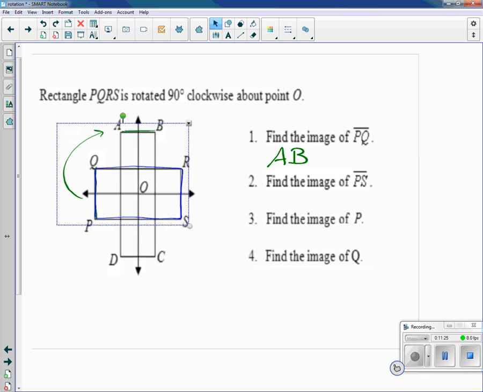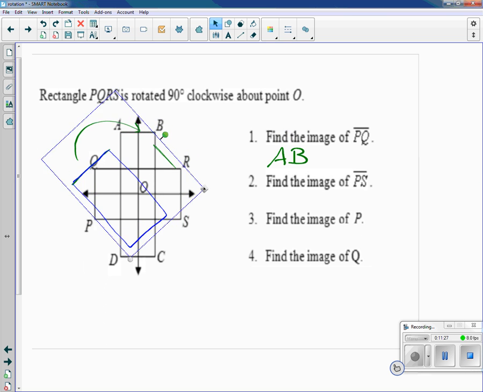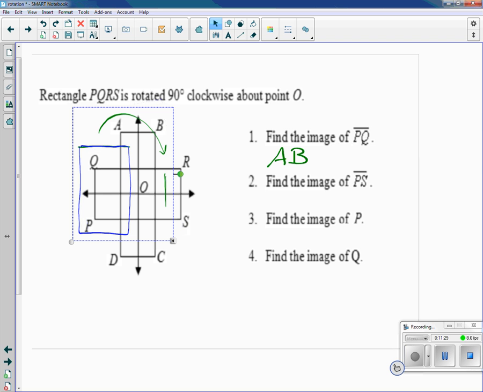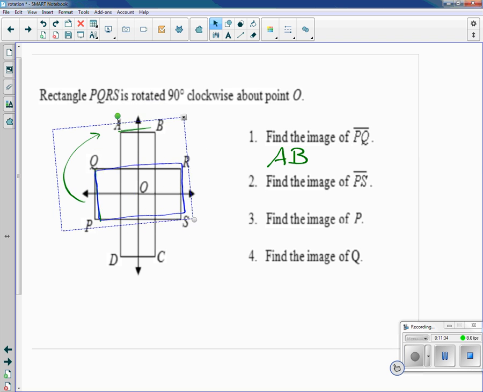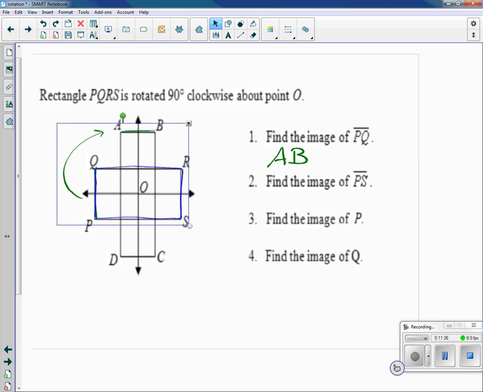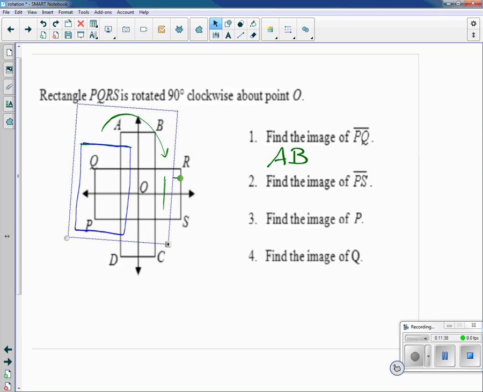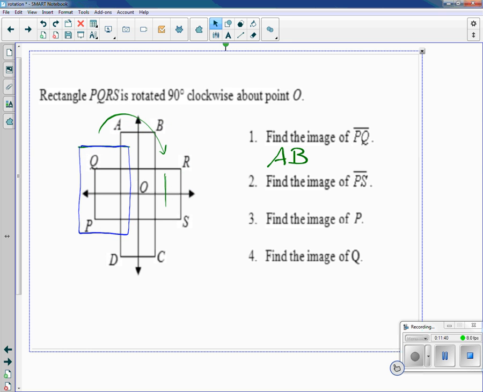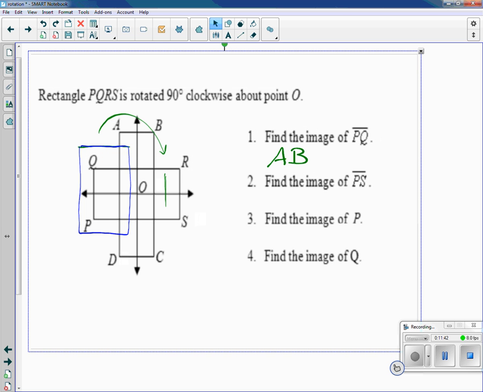So, now, if I take this and I rotate it 90 degrees clockwise around O, I'm leaving my finger here, so it's not going to exactly match up, but you can see it. PQ is going to land on AB. If I was to do PS, it's going to go where AD is. Point P will go where? Point Q will go where?